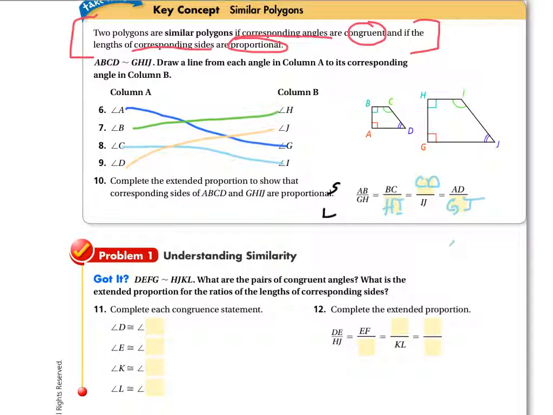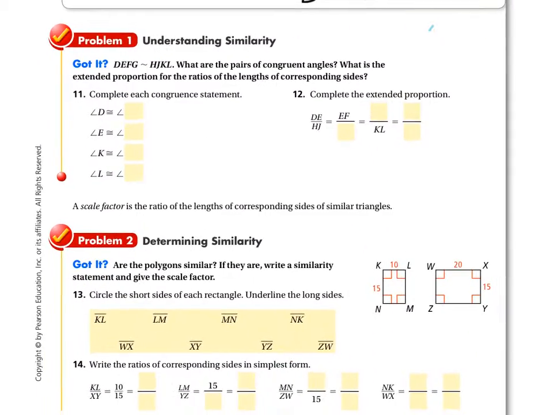All right, so let's do problem 1. Let's see how this applies. And when you do your homework tonight, we're not going to get through all of this lesson today, so the homework I've assigned should cover everything that I talk about today.